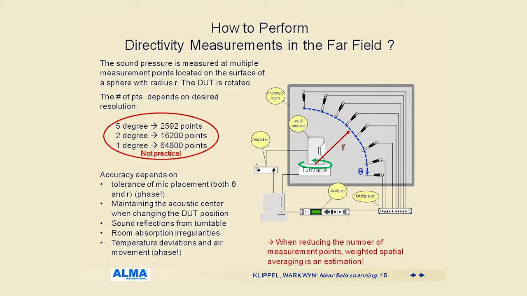The accuracy of the measurement depends on the tolerance of mic placement, both in theta and r. We need to maintain the acoustic center when changing the DUT position. Sound reflections from the turntable. Room absorption or irregularities. And temperature deviations and air movement.